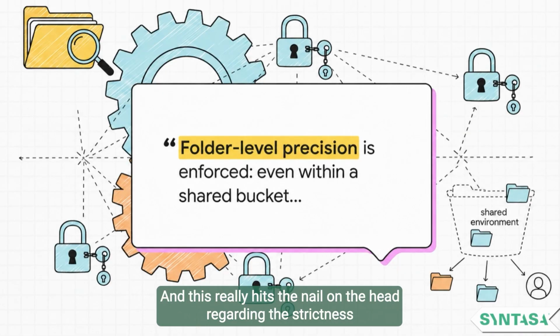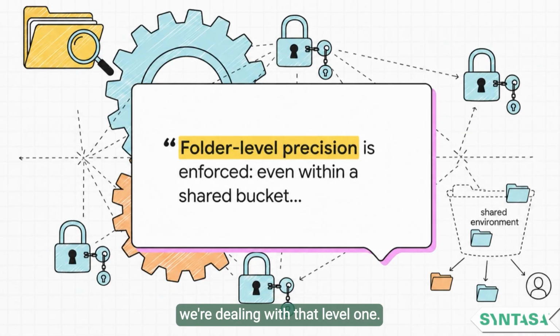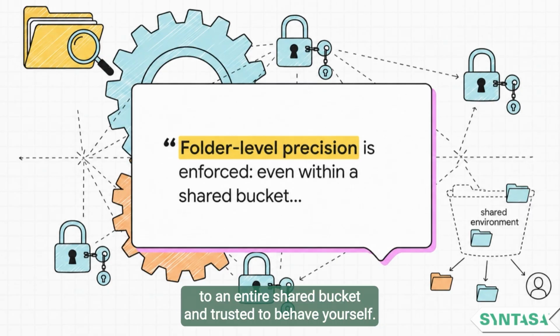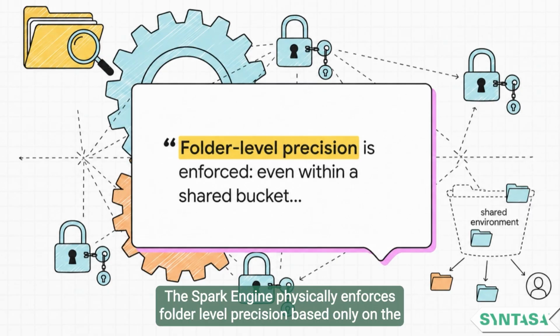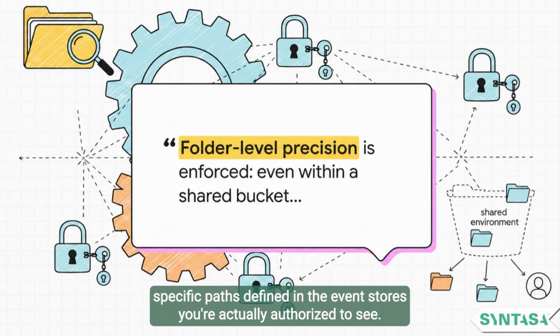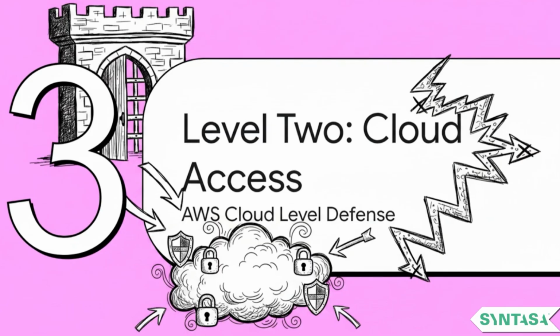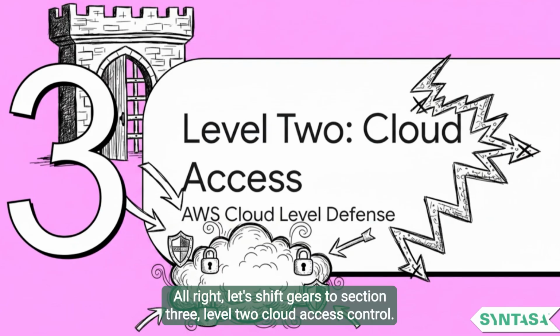And this really hits the nail on the head regarding the strictness we're dealing with at level 1. You aren't just handed the keys to an entire shared bucket and trusted to behave yourself. The Spark engine physically enforces folder-level precision based only on the specific paths defined in the event stores you're actually authorized to see. All right, let's shift gears to section 3, level 2, cloud access control.